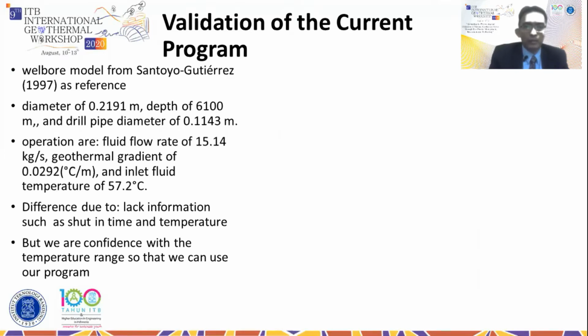In comparison, the pipe diameter is about 0.2191 meter, the depth is 6100 meter, with the drill pipe diameter of 0.1143 meter. The operating conditions are a fluid flow rate of 15.14 kilogram per second, a geothermal gradient temperature of 0.0292 centigrade per meter, and an inlet fluid temperature of 57.2 degrees centigrade.